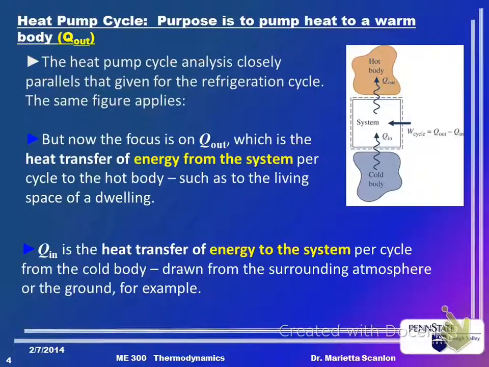So for a heat pump, W cycle equals Q in minus Q out, just like the refrigeration cycle. So heat pump cycle, positive or negative work? Negative. Good. So the purpose of a heat pump is to pump heat to a warm body.